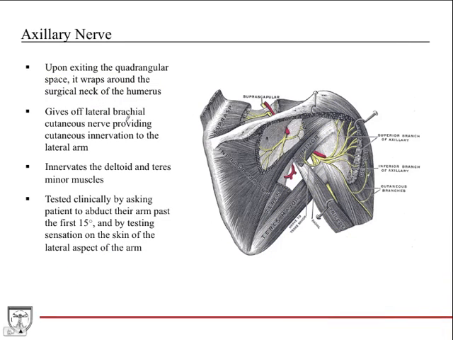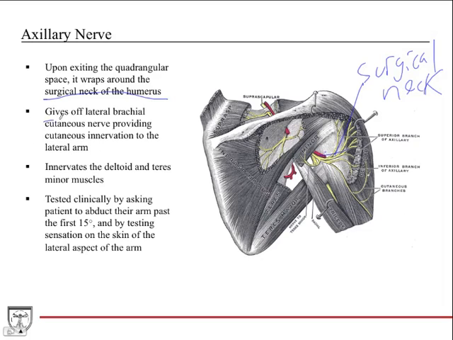Upon exiting the quadrangular space, it wraps around the surgical neck of the humerus. This is very high yield, both for anatomy exams and board exams. So this is the surgical neck right here. And if you remember, the surgical neck is an area distal to the greater and lesser tubercles, in the proximal humerus. The posterior circumflex humeral artery also wraps around the surgical neck with the axillary nerve.